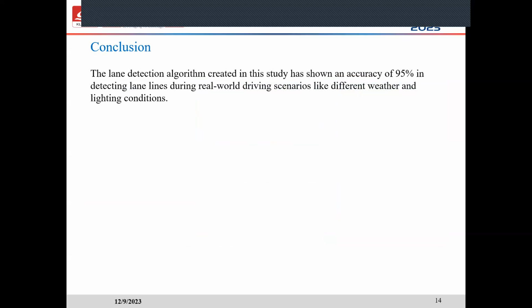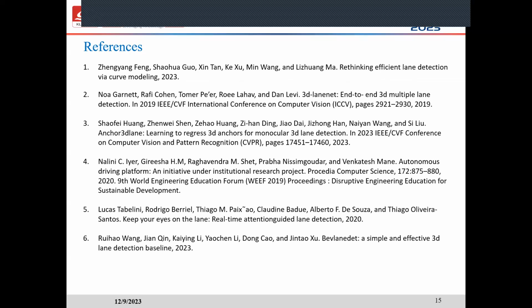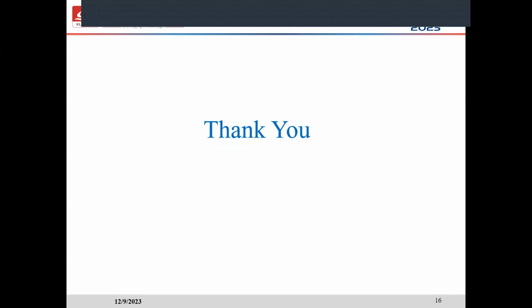So only keeping this algorithm in the vehicle does not satisfy, because it is a crucial safety feature. So it should have multiple backup algorithms as well as testing to be done. So we have referenced from many papers, and then thank you.